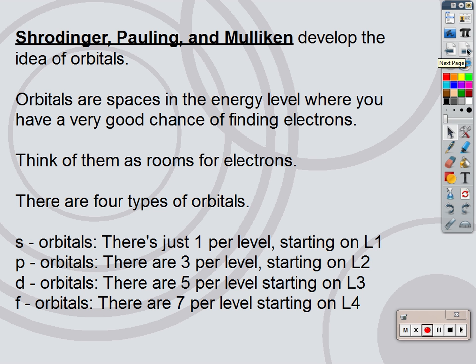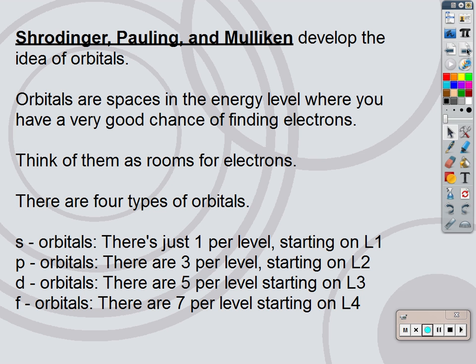Schrödinger, Pauling, and Mulliken developed the idea of orbitals, and they're all working on pretty much the same thing at pretty much the same time. An orbital is a space around the nucleus where you're likely to find an electron. It's all based on probability. Not that the electron will be there, Heisenberg told us you can't do that, but a place where they're likely to be.